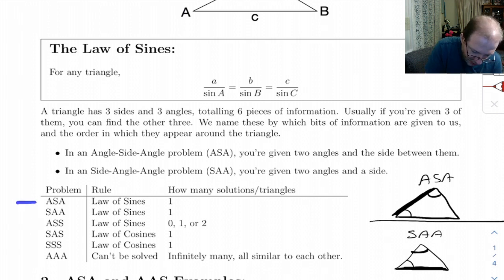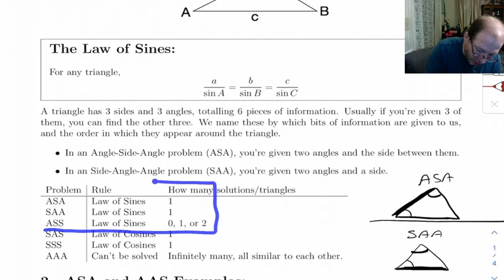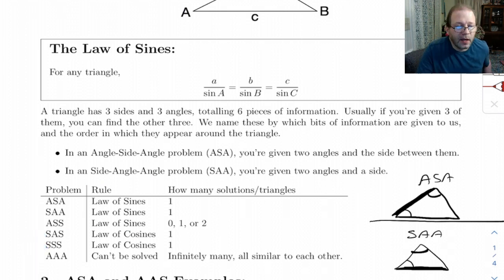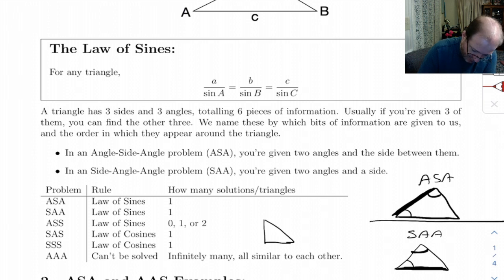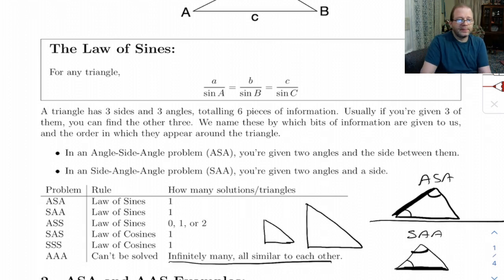Now the ones we're going to look at today are the angle side angle, angle angle side, and side side angle. Those are the 3 that we can solve just using the law of sines. The others, the side angle side and side side side, require the law of cosines. And angle angle angle, you can't really solve that. The reason is, if you're given 3 angles, say 45, 45, 90, that doesn't tell you anything about the side lengths. 45, 45, 90 could be this, it could be something bigger, so you get infinitely many there, and they're all similar to each other.